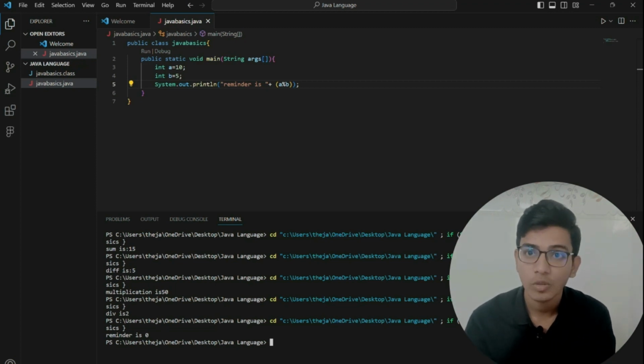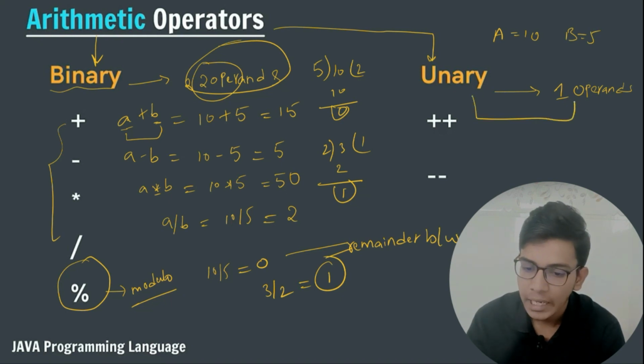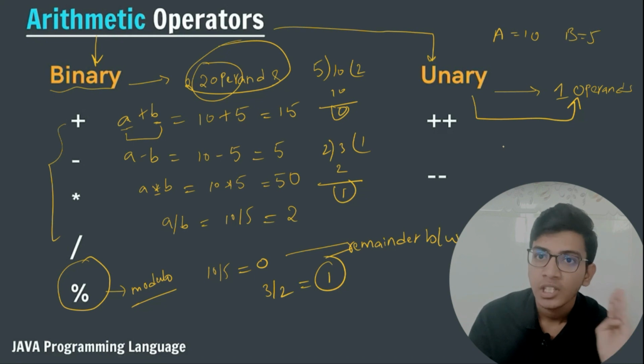So let us study unary operator. Unary operator is actually very simple. Unary operator, remember guys, will always take place on a single operand. If you want to increase or decrease the value of a particular operand by 1, then you will use unary operator.